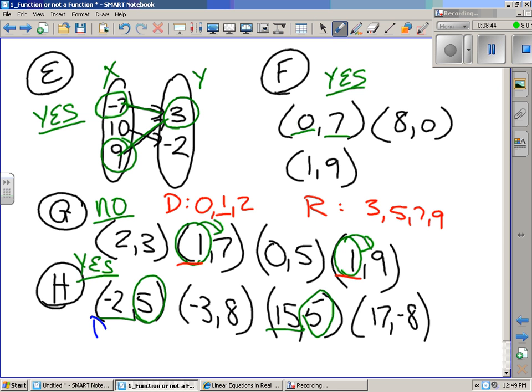For H, let's identify the domain. For the domain, we have -3, -2, 15, and 17. For the range, we have 5, 8, and -8. And you'll notice that even though there were 2 listings of 5, I only listed it once when I put it down for the range. So the range is -8, 5, and 8. Or you could say the range goes from -8 to 8, and you could say the domain goes from -3 to 17. And that's all on functions for today.